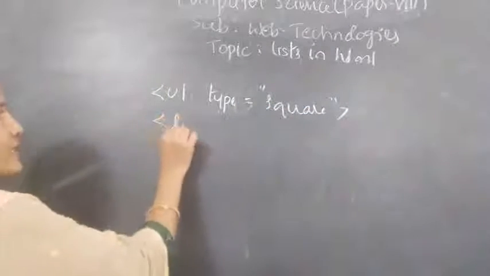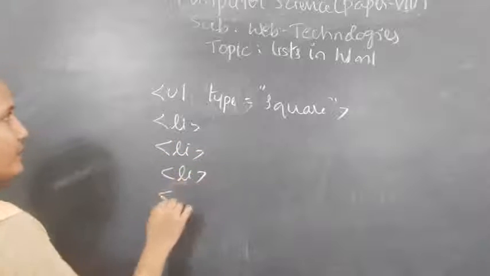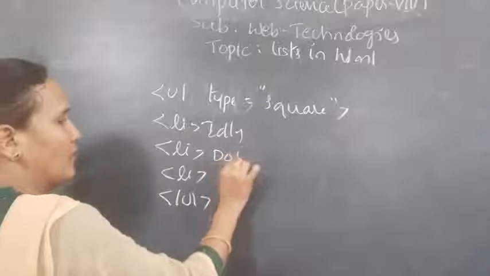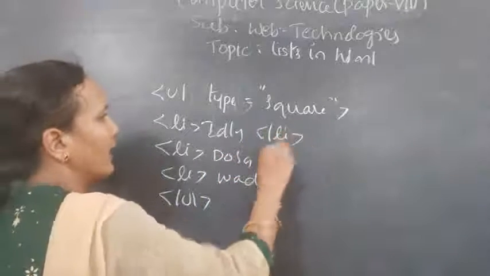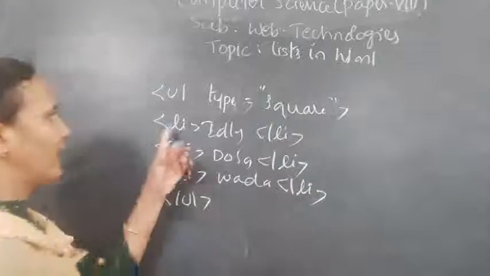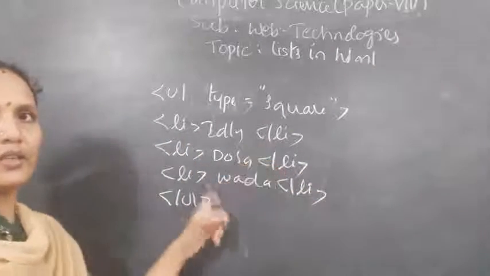Now, list items. How many list items have been given? Three items have been given: idli, dosa, vada. And close this. LI is a list item. It has an opening tag and a closing tag. Take a screenshot of this.